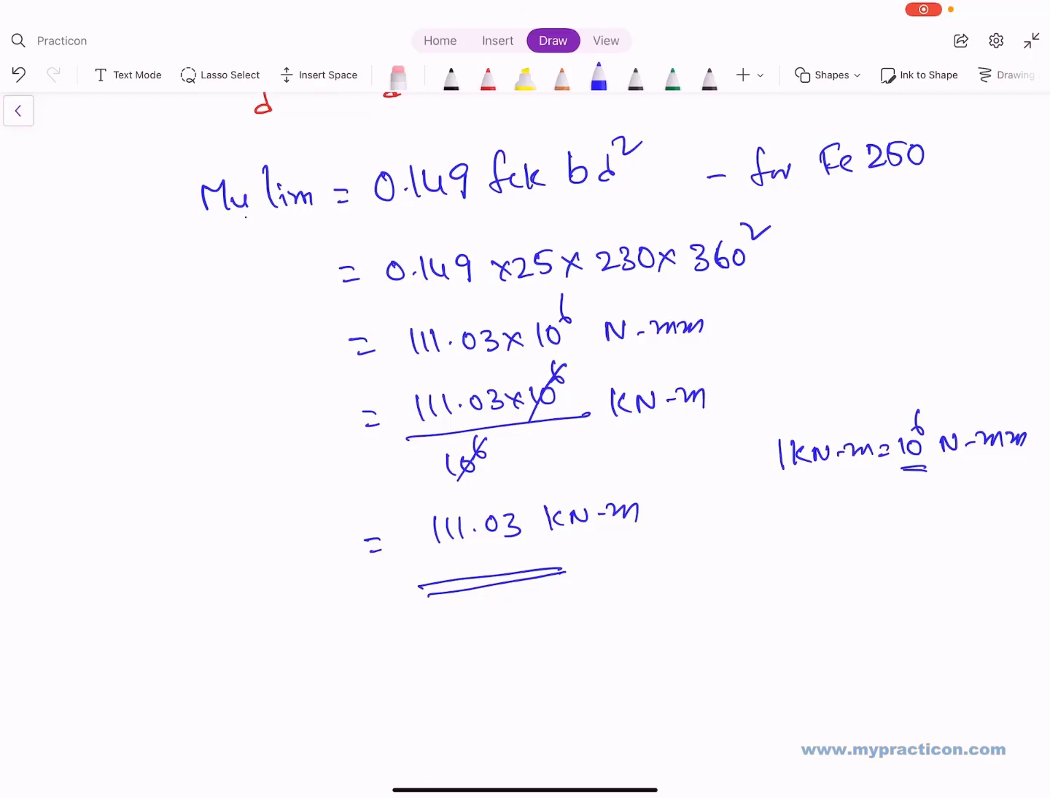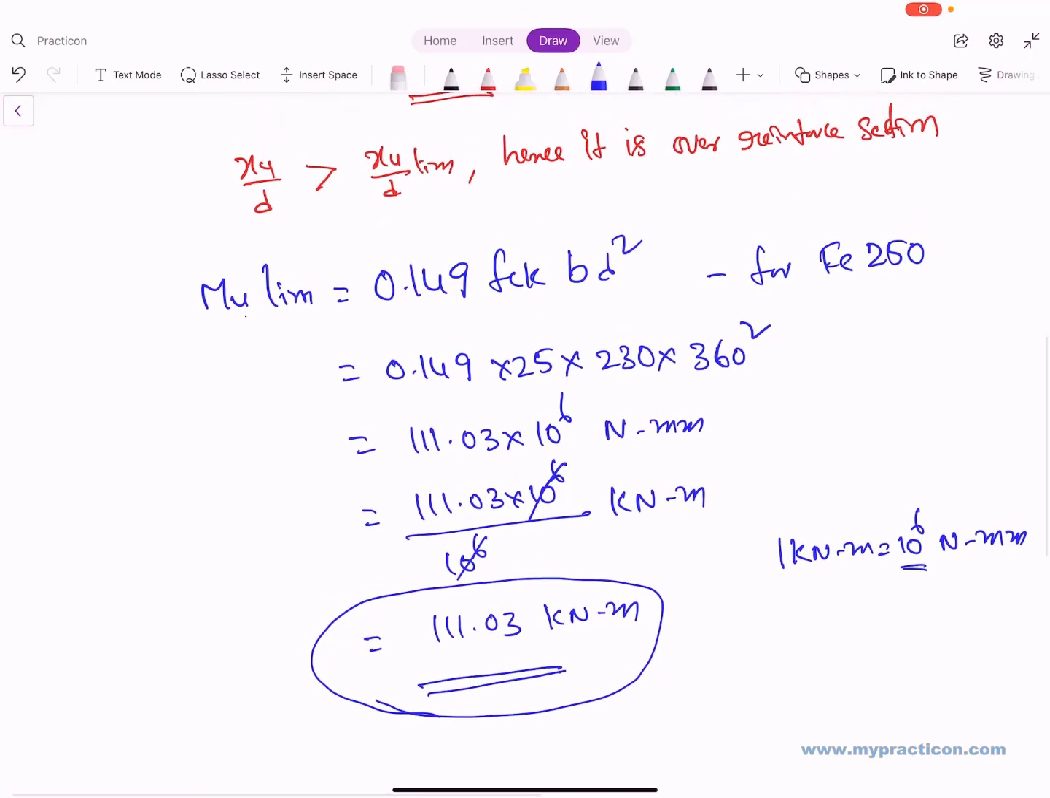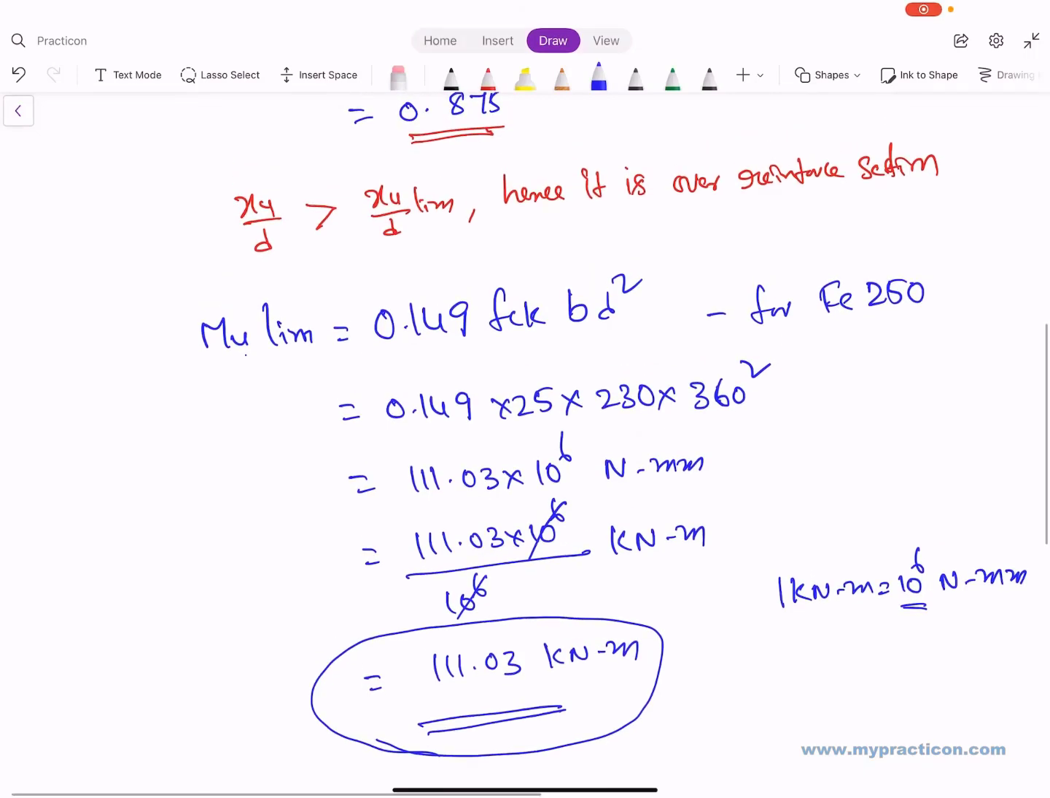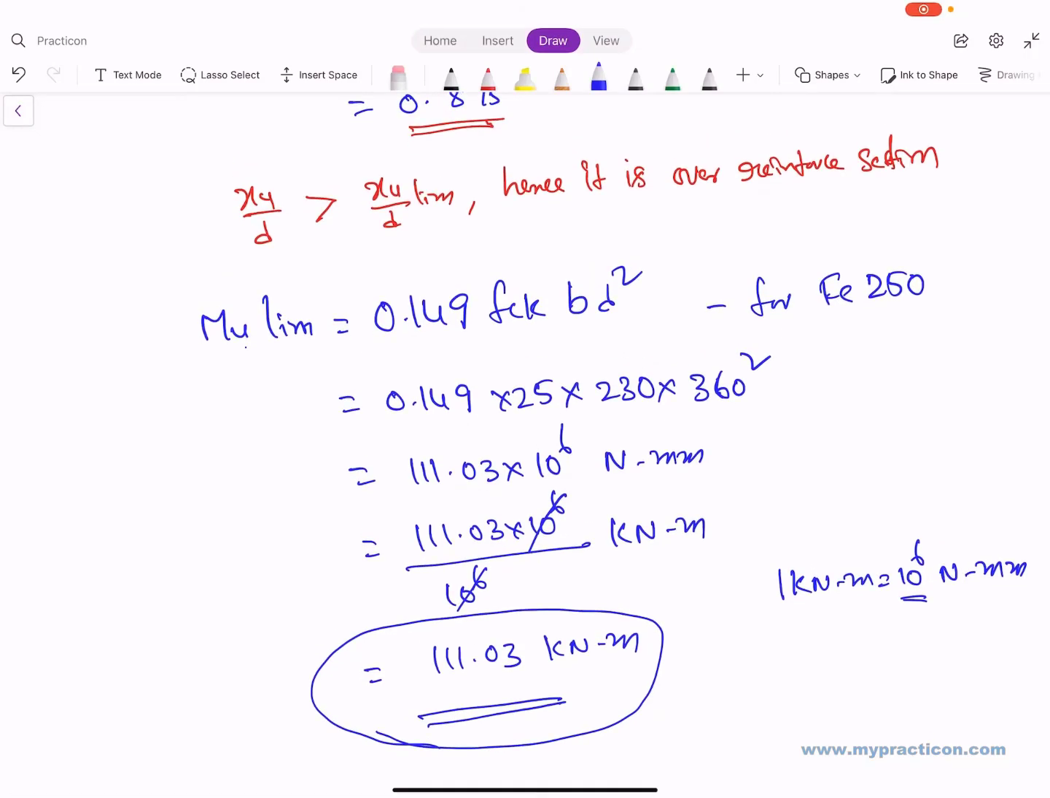That's why the beam should take care of only the balanced moment carrying capacity, so that even though the reinforcement is provided in excess, we restrict the ultimate moment carrying capacity of the section to the balanced moment carrying capacity of the section. So this is the balanced moment carrying capacity.